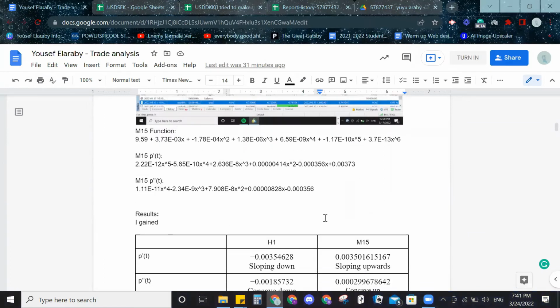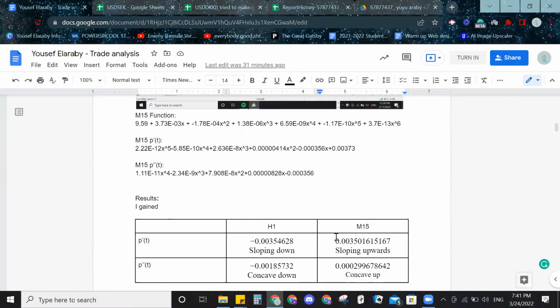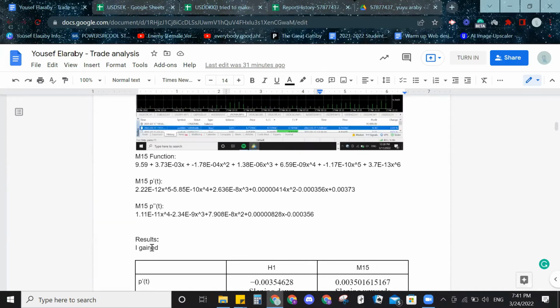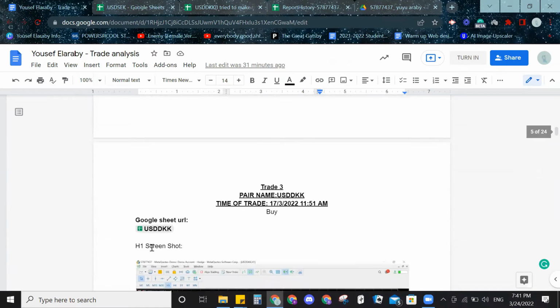And the interesting thing is, the reason why H1 is sometimes sloping down and then not M15 is because H1 is a lot longer than M15. So for H1 to catch up to M15, it takes a lot longer. And since the curve upwards started as I was trading, and it continued to go upwards, H1 shows negative, even though it is sloping and concaving upwards, shown here. And this was a successful buy, not a sell. I only do 4 sells in total.